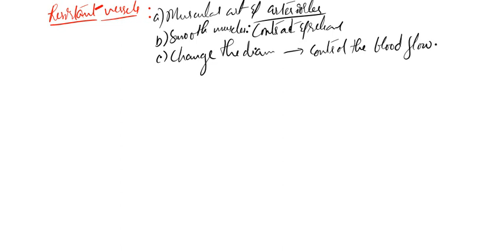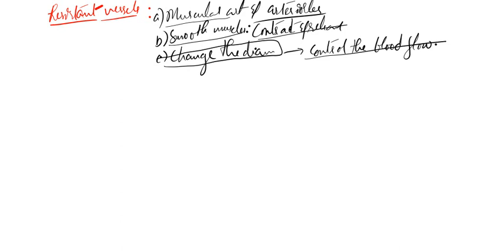You understand or not? See, the resistance vessels are nothing but the muscular arteries and their arterioles. These are generally seen with smooth muscles which contract and relax themselves. And these resistance vessels change the diameter, which controls the blood flow.